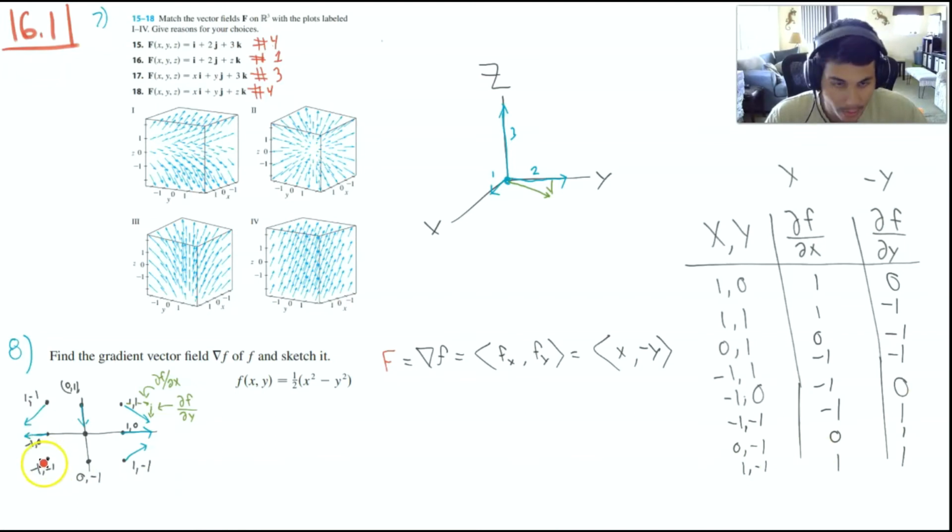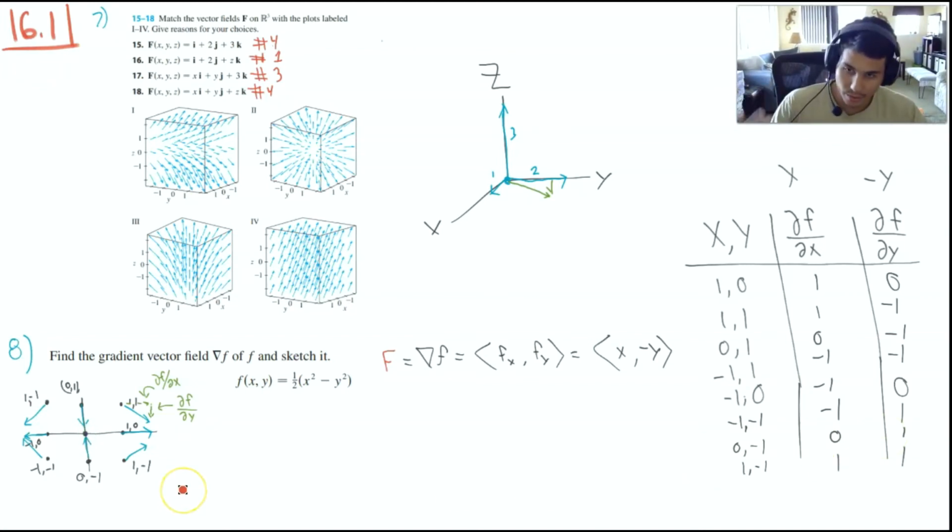Similarly, right here, what do we want to do? We want to stay. No, we don't want to stay. At -1, -1, we want to go to the left 1. We want to go up 1. Now let me guess what 0, -1 is. Well, 0, -1. Look at that. Same thing.